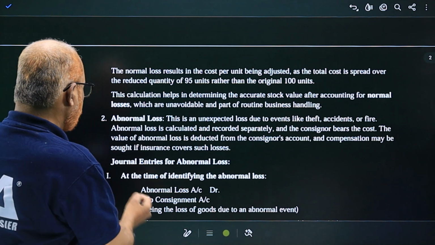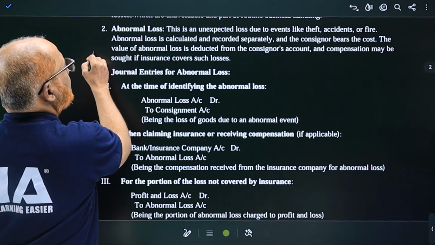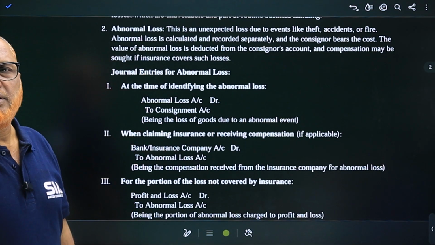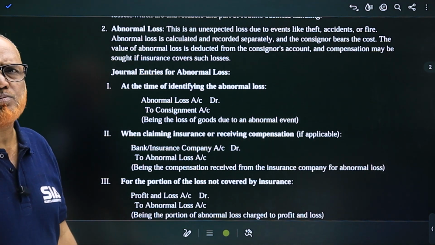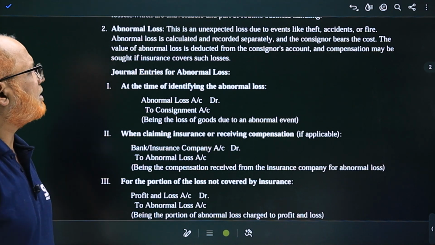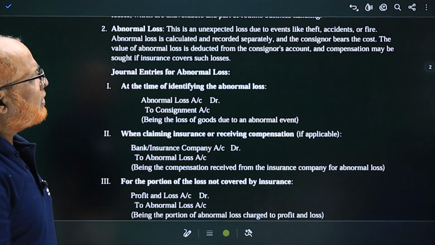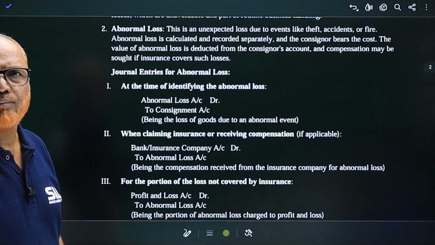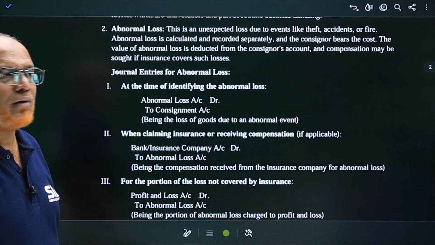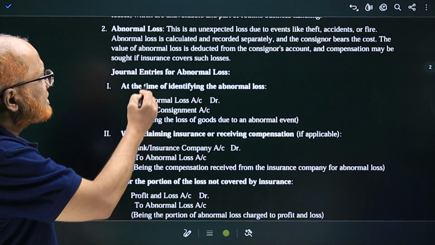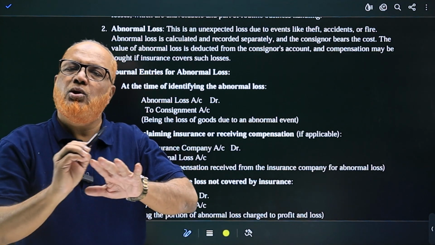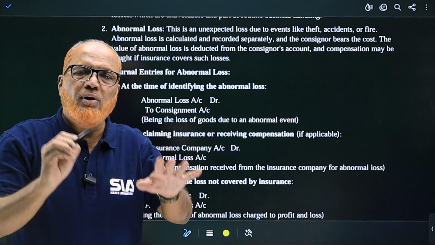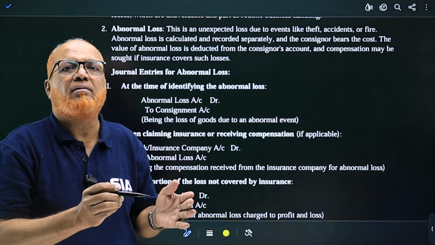Now I am coming to the next topic, that is abnormal loss. The loss which is unexpected. It is not expected. All of a sudden the loss occurred. This is an unexpected loss due to events like theft or accident or fire. Abnormal loss is calculated and recorded separately. This is the new point. Normal loss is not calculated separately. Abnormal loss is separately calculated.